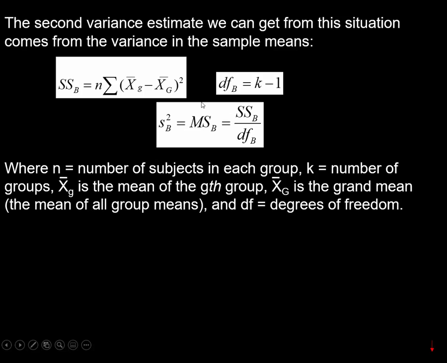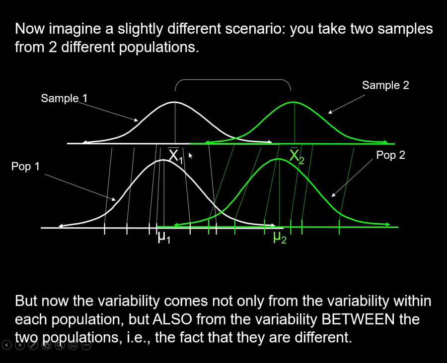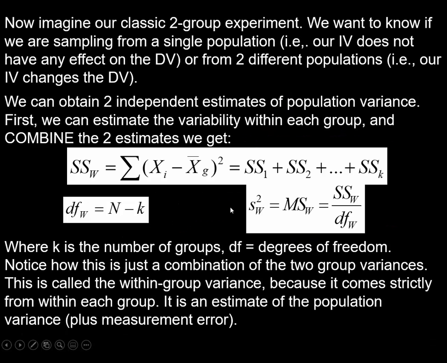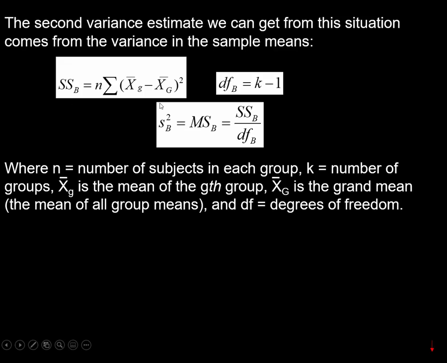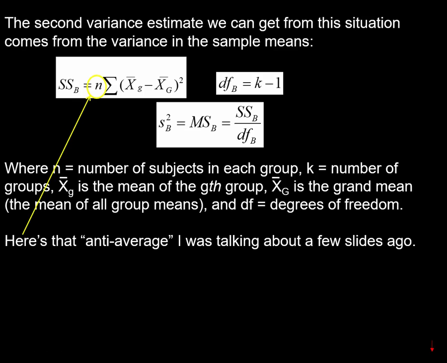Well, because this estimate right here is not an estimate of only the population variance. Remember, if we are in this situation, that's not the only reason that we get a difference between sample means. It's also because we're sampling from two different populations. So this estimate right here, the between group variance, or mean squares between groups, two terms that mean exactly the same thing, it reflects population variance plus any variance being caused by the independent variable. In other words, by the fact that we are sampling from two different populations.